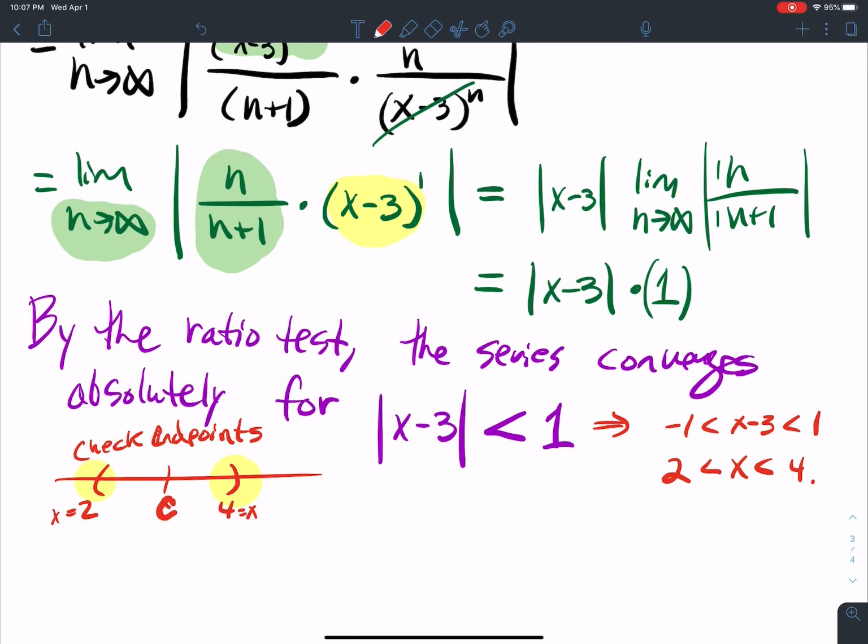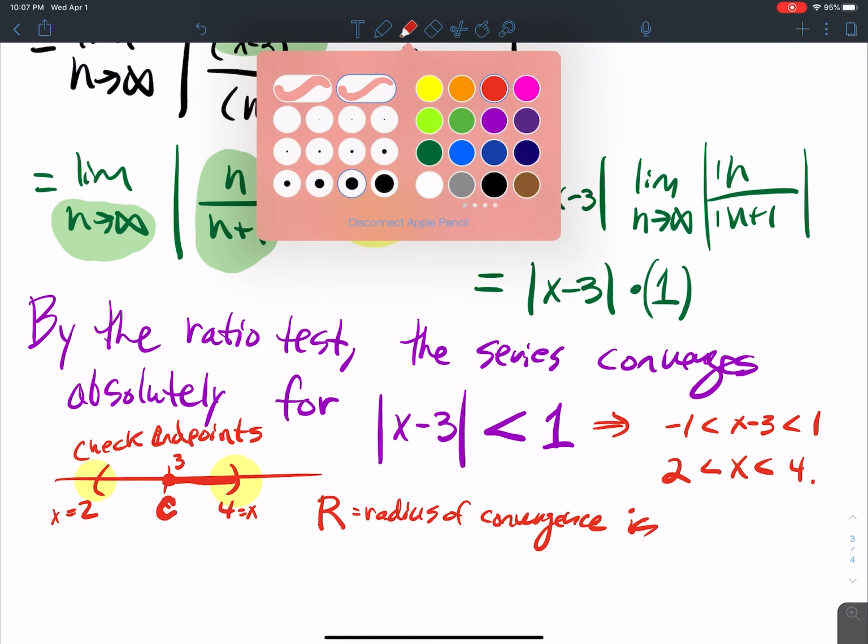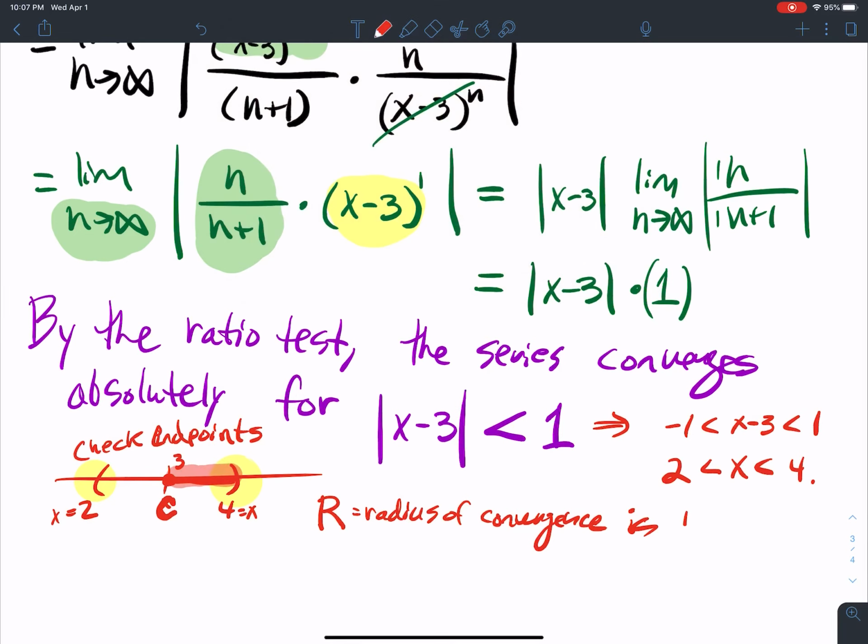What's in the middle? That's my center. I think my center of that interval is at 3, right? So before I do any math, I already know what the radius of convergence is. One of the things I was supposed to do is find R, the radius of convergence. R is, well, what's the distance between 3 and 4? That's 1. The radius of convergence is 1. Whether or not it's valid at the endpoint doesn't change my radius of convergence. My radius of convergence is still R equal to 1.